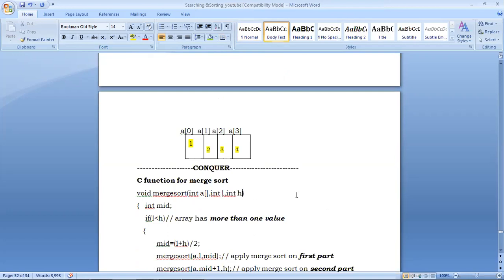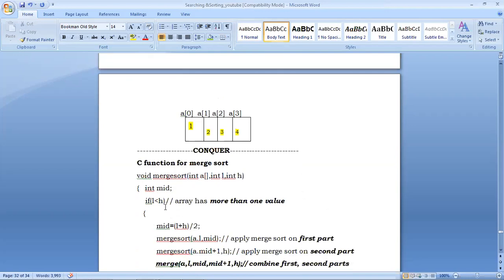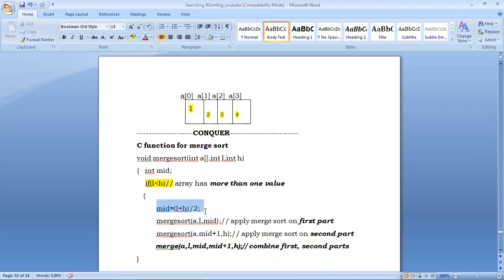L is the lower index value of the array, H is the higher index value of the array. Now we have to calculate the mid index when the array has more than one value. If the lower index value is less than the higher index value, when the array has more than one value, the lower index value is always less than the higher index value. For example, the array has 3 values. What is the starting index value of the array? 0. What is the ending index value of the array? 2. So what is the relationship between lower index and higher index? Lower index is less than higher index when the array has more than one value. Now we calculate the mid index or mid position equal to (L plus H) divided by 2.